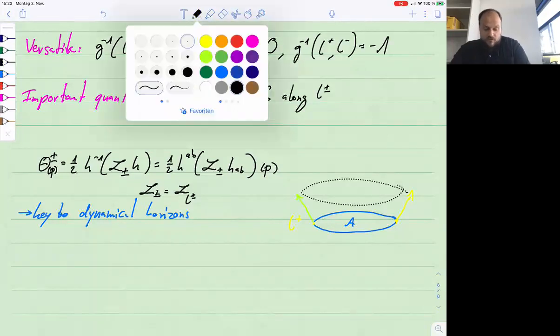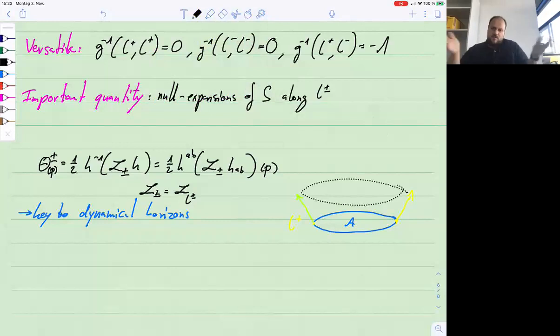Or it just changes. It doesn't need to be bigger. It is something. For example, when we take L minus, it would shrink. So that means here we get a delta A induced by this dragging along the null congruence. And this is a first hint why this is a good notion.